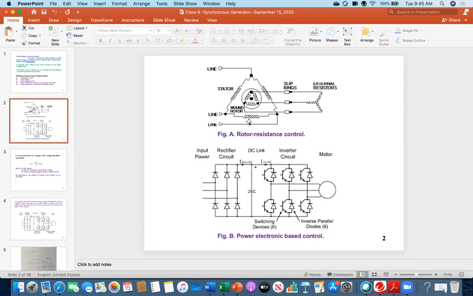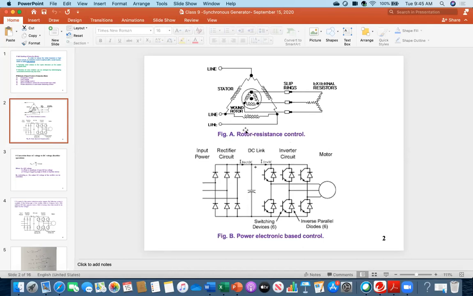So this is the picture of that wound rotor type. In this case it is a delta configuration, so both stator and rotor are in delta connection. And you see with the delta, the external resistors are connected. Now if you vary these resistances, accordingly rotor current will change, rotor voltage will change, rotor flux will change, and that will change the torque and finally the speed. So that's why it is called the rotor resistance based control.